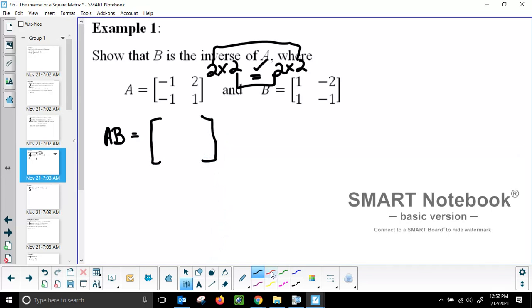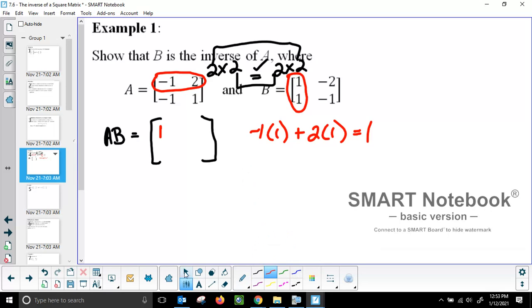Now if we forget how to do matrix multiplication, remember whatever entry we're looking for. In this case, this would be 1, 1, so first row, first column. Remember, I always take the row from my first matrix, and I take the column from my second matrix, and then I go ahead and multiply respectively and add. So -1 times 1 plus 2 times 1. Well, this is -1 plus 2, so that equals 1. So we're good there.